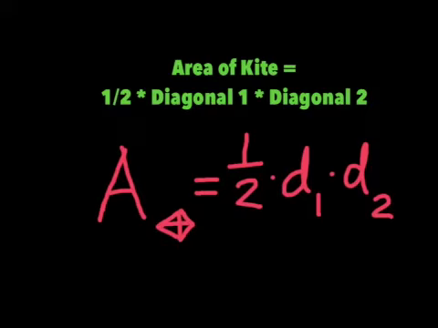I'll give you a couple seconds to get that down. So your area of a kite, it could be a square, it could be a rhombus, and it could just be that general figure, is 1/2 diagonal 1 times diagonal 2. So you would want to make sure that you have that down in your notes.